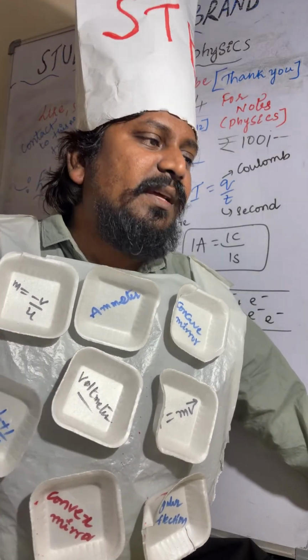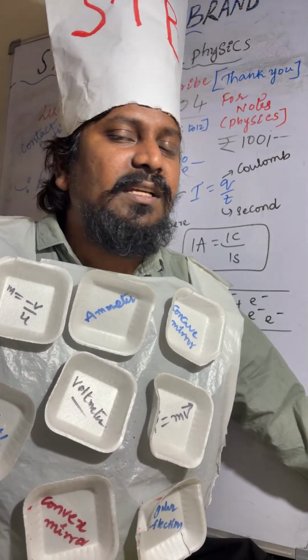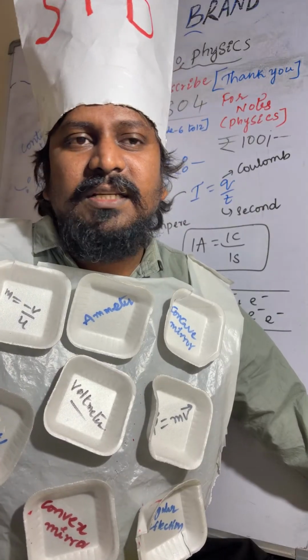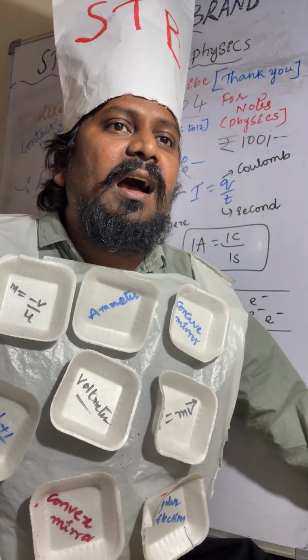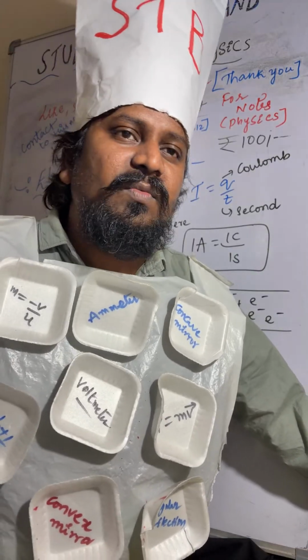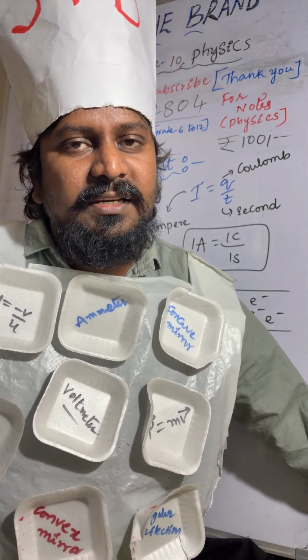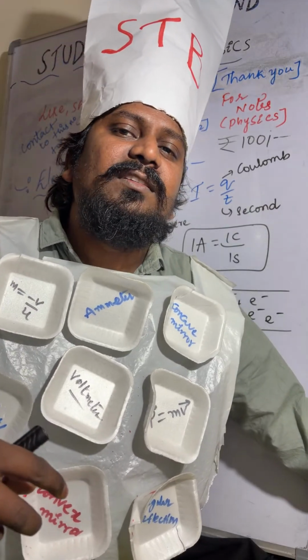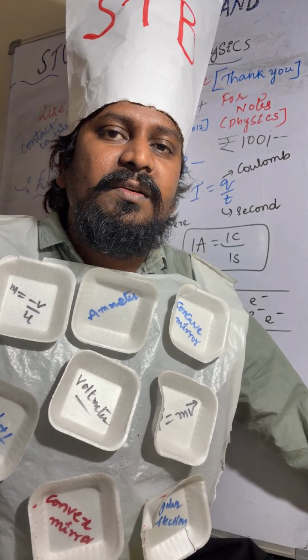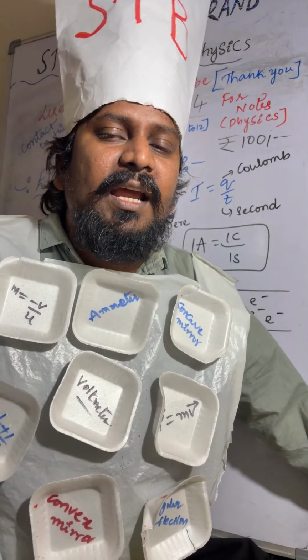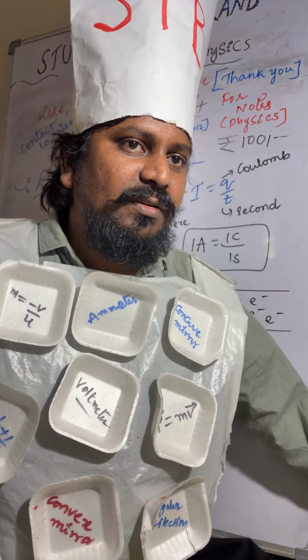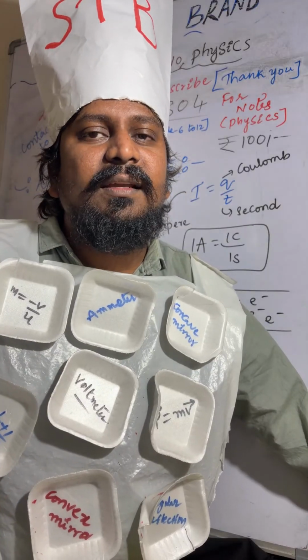And the next one, quantization of charge. There are many charges moving in the conductor, then only we can say current is flowing. So Q equal to plus or minus Ne. On one electron, how much charge is present? 1.6 into 10 power minus 19 coulomb. In 1 coulomb, how many electrons are present? 6.25 into 10 power 18 electrons are present. So that is about electric current.